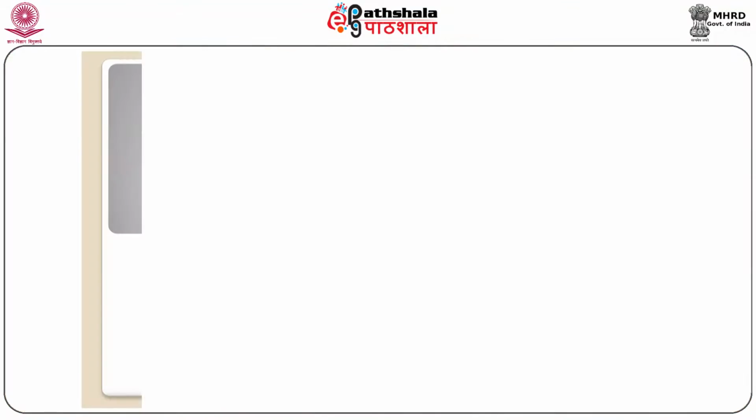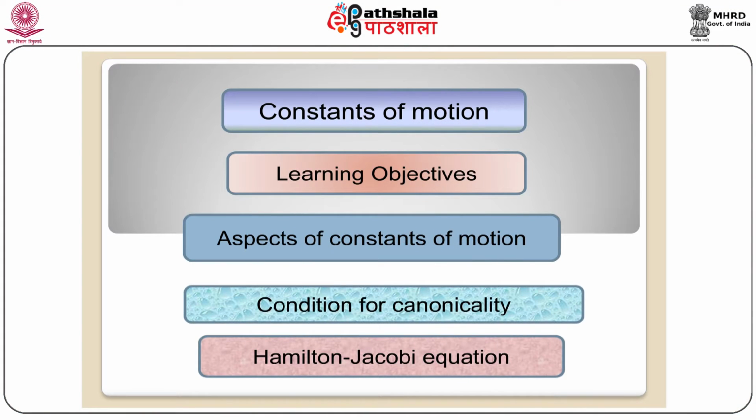Now, using the Poisson bracket, we shall search different constants of motion. In this module, we shall search for constants of motion. Next, we shall find the condition for canonicality using brackets. Then, the Hamilton-Jacobi equation will be discussed.